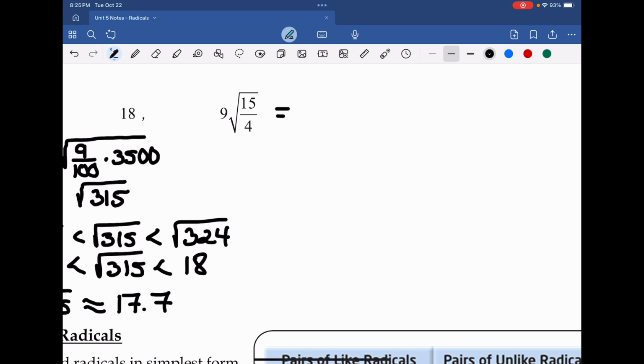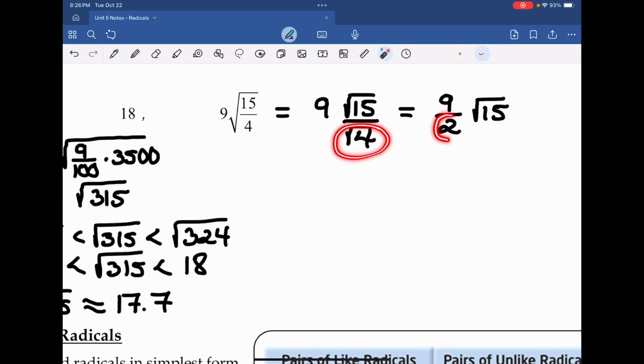Well, let's see if we can write this in a different way. Rather than bringing the 9 under the radical, what I'm going to do is write it as 9 square root of 15 over square root of 4. We know if they're being divided, we can separate them. This will then end up giving us 9 over 2 square root 15. The reason it's 9 over 2 is because the square root of 4 is simply just 2.